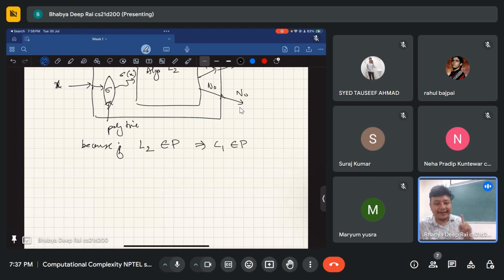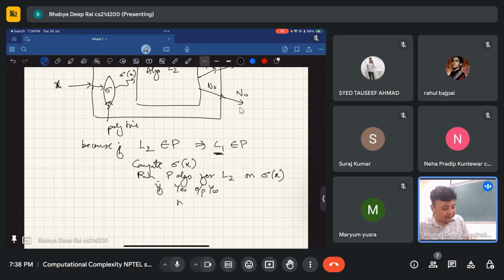Okay, you may have seen it in the lectures. I'm just quickly going through how to come up with an algorithm for L1. Given X, I'll simply compute sigma of X and run the polynomial time algorithm for L2 on sigma of X. And if yes, then output yes. If no, then output no.